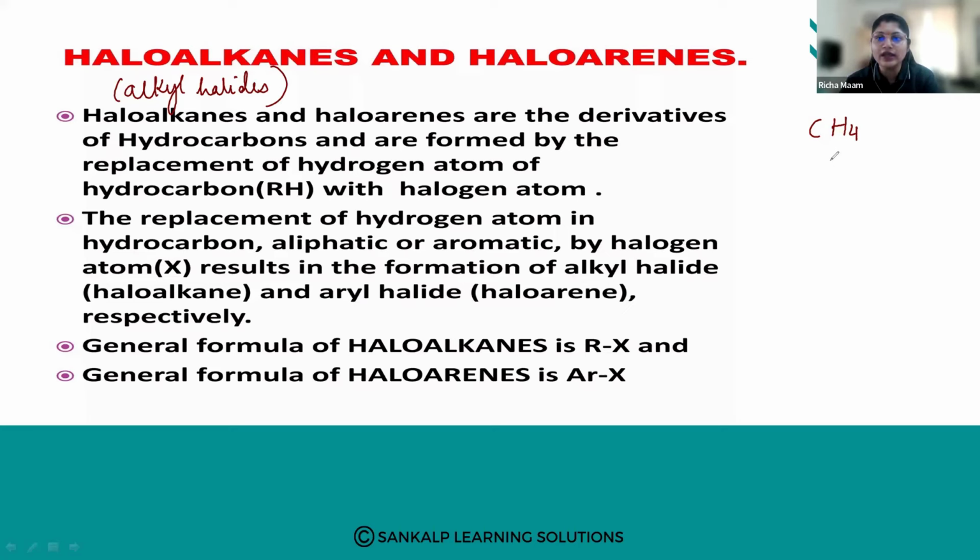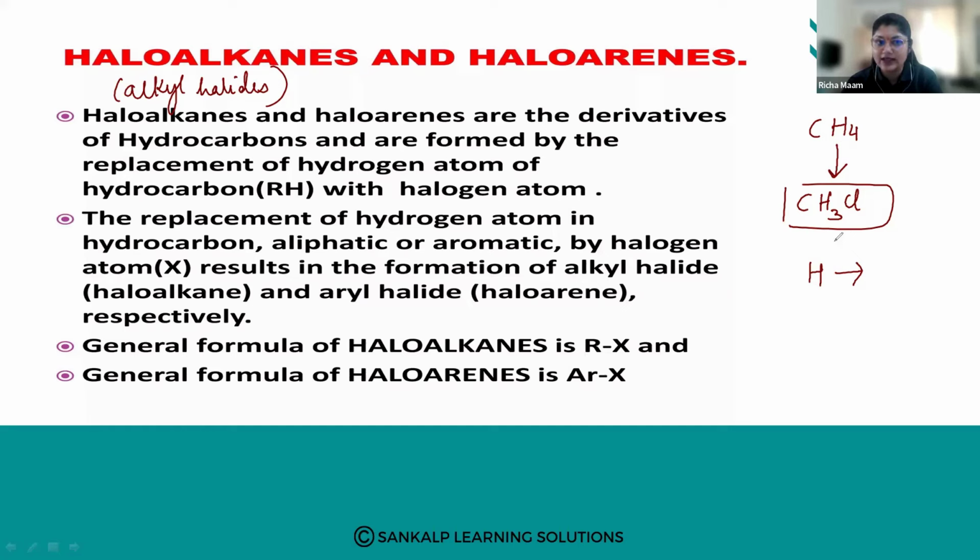So how are these haloalkanes formed? One of the hydrogens is replaced by a halogen atom, then it is called an alkyl halide. So this results in an alkyl halide. Any number of hydrogen atoms you can replace. One hydrogen atom can be replaced, or the second hydrogen atom can be replaced.